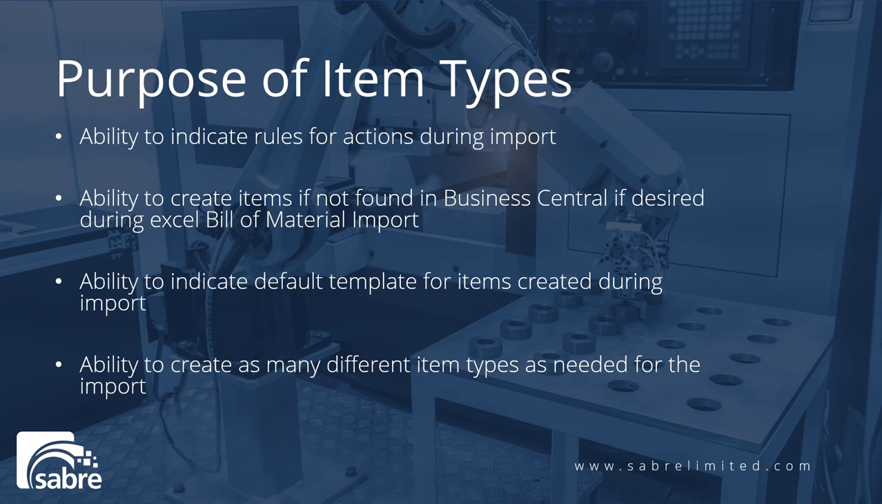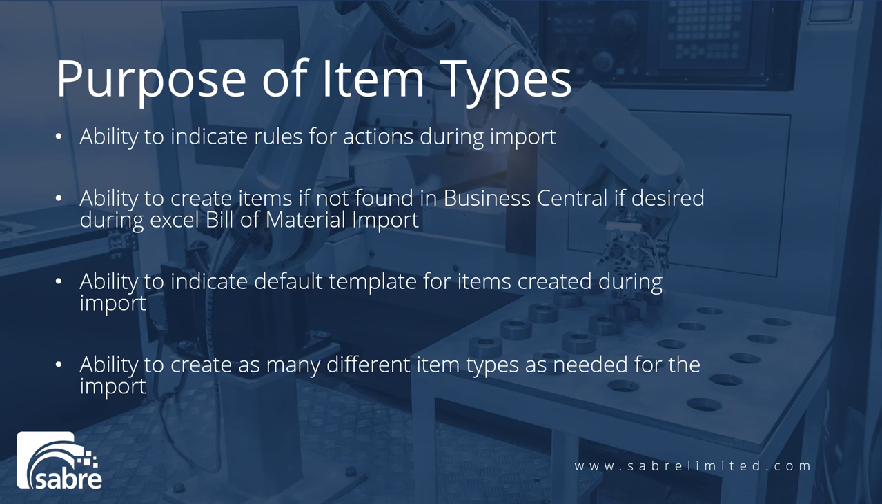As an example, you'd be able to indicate what you want the base unit of measure to be. You could indicate a preferred vendor. You could indicate posting groups that you want. So when you get these items created for you, there's less backtracking that you have to do to go back to the item card and then fill in the gaps and fill in the additional information that you need for those item cards. So you have the ability to create different item types for the import.